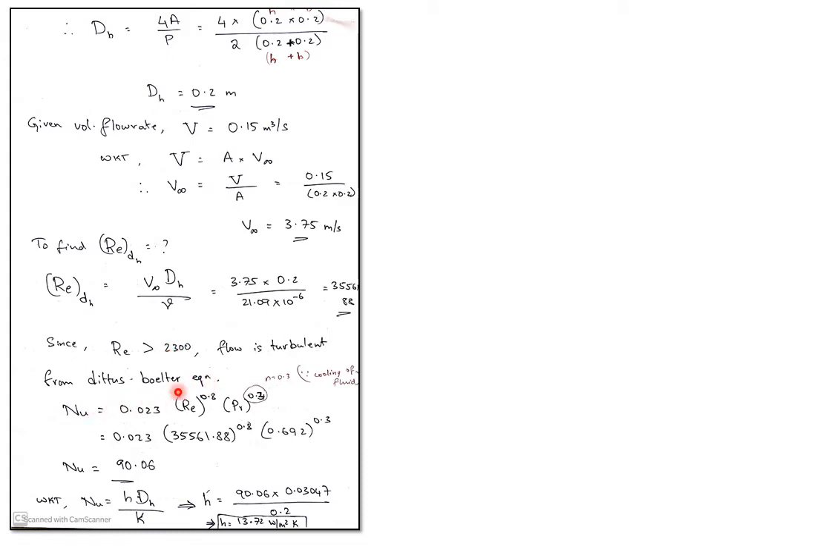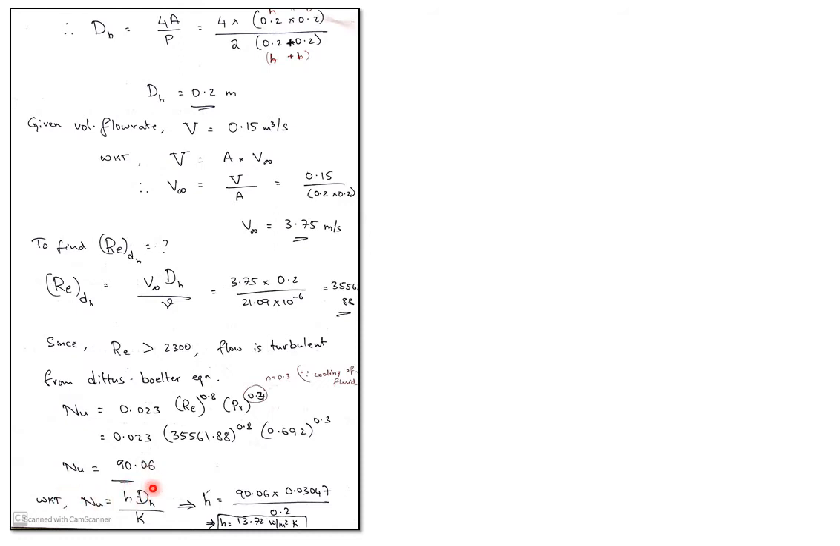Next, we take this equation for Nusselt number in terms of Prandtl number and Reynolds number, where n is replaced with 0.3 because it is cooling of the fluid, the temperature is decreasing. The Reynolds number we found, and the Prandtl number is given in the data, so you can get the value of Nusselt number.